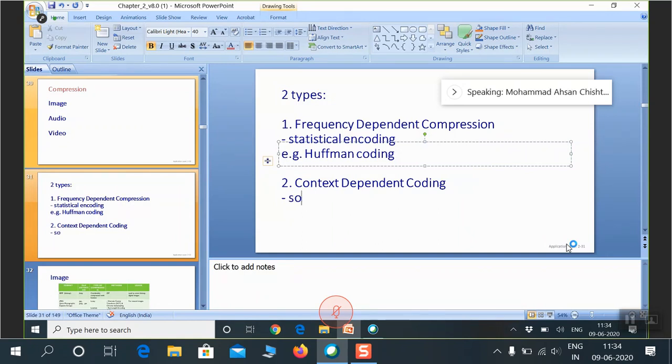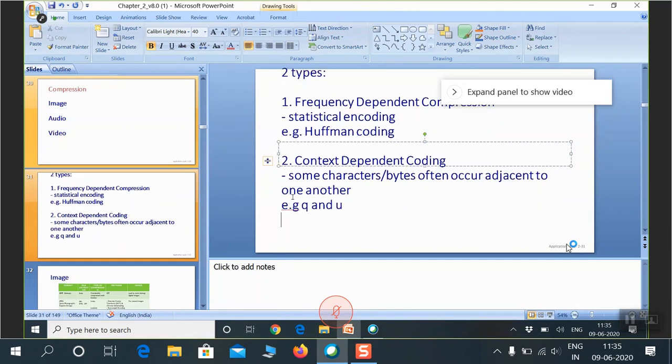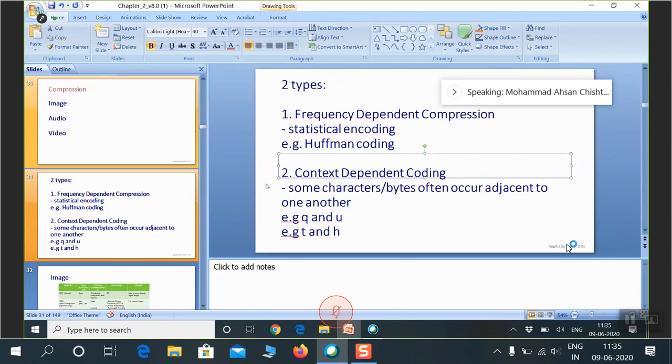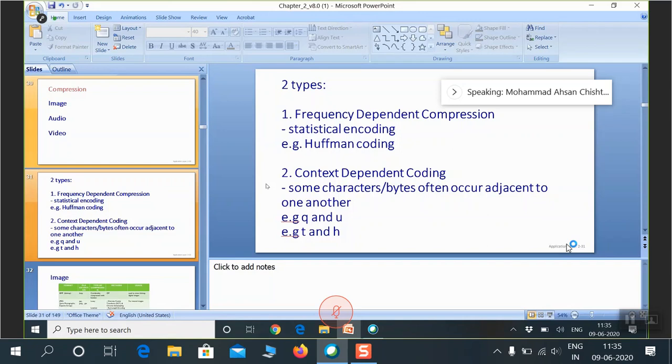Thus, context dependent coding recognizes that some characters or bytes often occur adjacent to one another. I'll write it here. Some characters or bytes often occur adjacent to one another: Q and U. Another example is T and H. By knowing this, we might be able to assign a code to QU or TH which is shorter than 2 bytes, which may be longer than the Huffman code for a given letter, but shorter than 2 bytes.